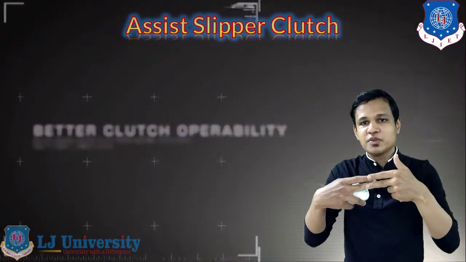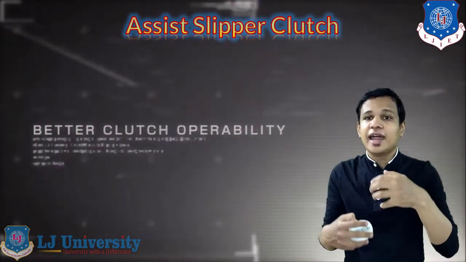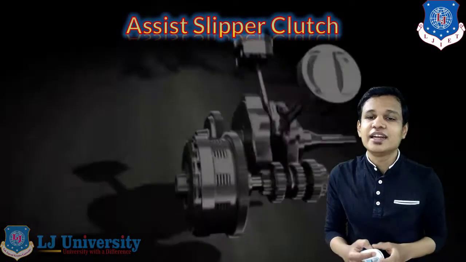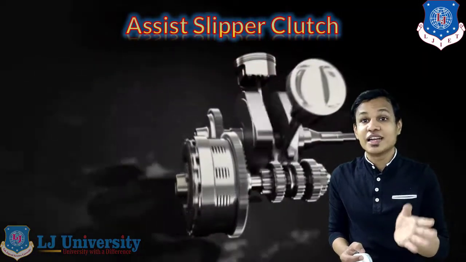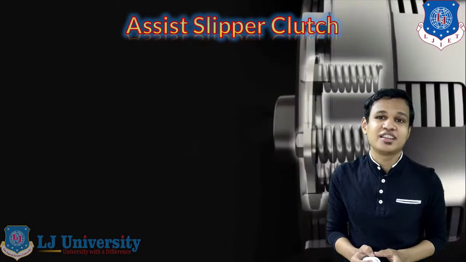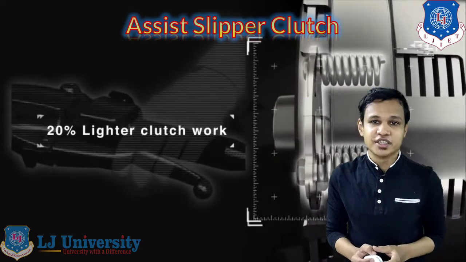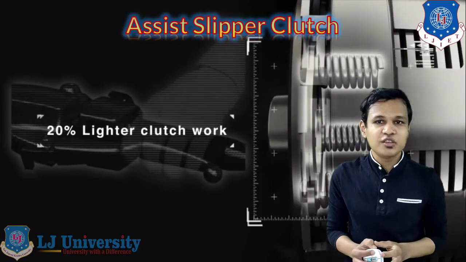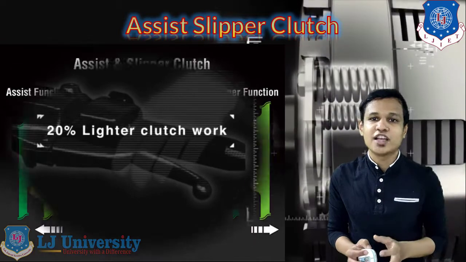So the engagement of the teeth will be lesser, and the amount of speed that needs to be generated, the amount of power that needs to be transmitted, will be lesser in case of the slipper function. Let's see one basic figure that will show you how this actually works.